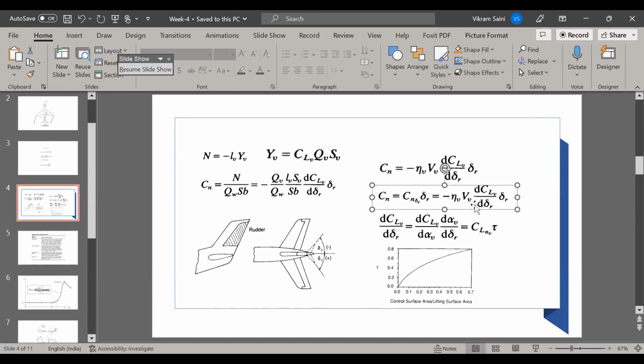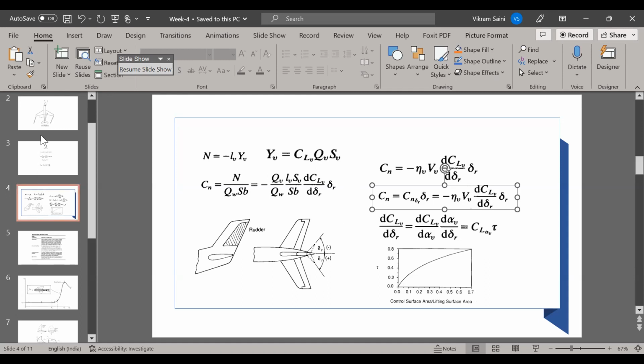If you can see this equation, this eta V is that efficiency factor. This V_V is nothing but this ratio, L_V S_V over S times b. And then this slope. So this is how the directional stability depends upon the volume ratio, the vertical tail volume ratio, and the efficiency factor. It's directly proportional to that C_N.